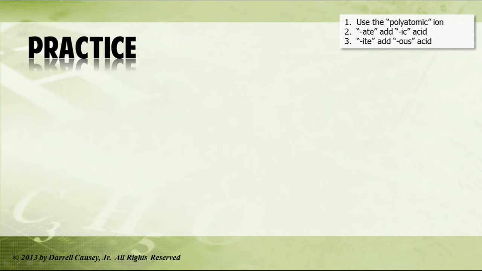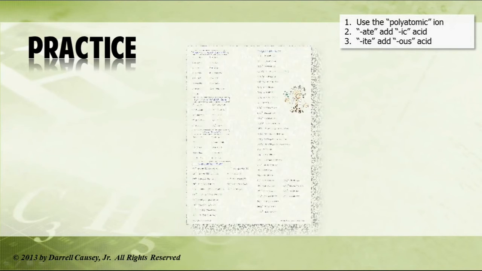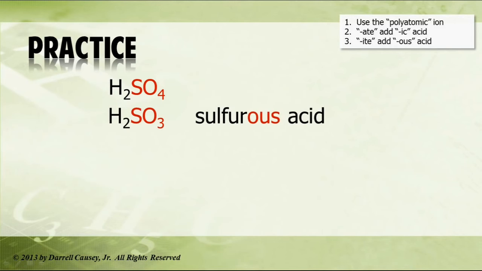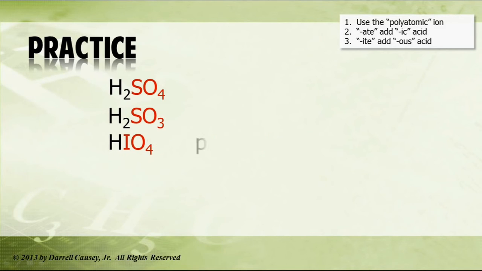All right, let's practice a few. Up in the right-hand corner, I've put a little box of the rules, and we need our polyatomic ion sheet, and let's get started. H2SO4. Well, SO4, that's sulfate. It ends in ATE, so I'm going to add IC. So it would be sulfuric acid. Now look at that for a moment and just realize we took the root, sulfur, added IC, and said acid. Sulfuric acid. All right, H2SO3. Sulfite. And that is going to give us sulfurous acid. ITE means add OUS.